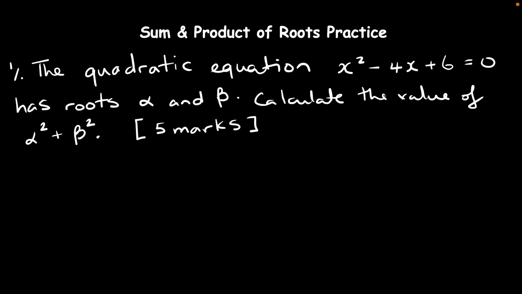Straight into it. The quadratic equation x squared minus 4x plus 6 is equal to 0, and it has roots alpha and beta. Calculate the value of alpha squared plus beta squared. So this is not just finding alpha or beta, but that will help us to find alpha squared plus beta squared. Now, the important thing to recognize is that alpha squared plus beta squared is a part of an expansion. Which expansion, you might ask?